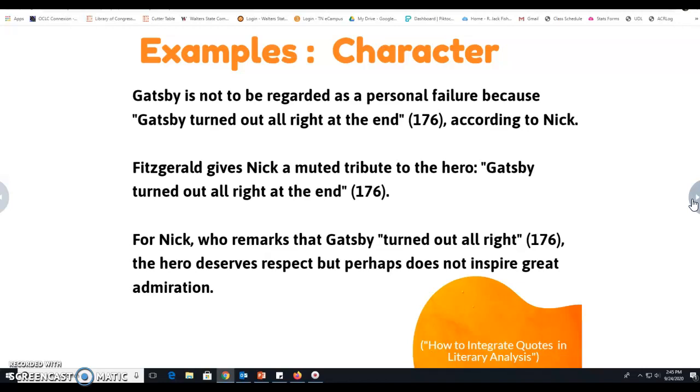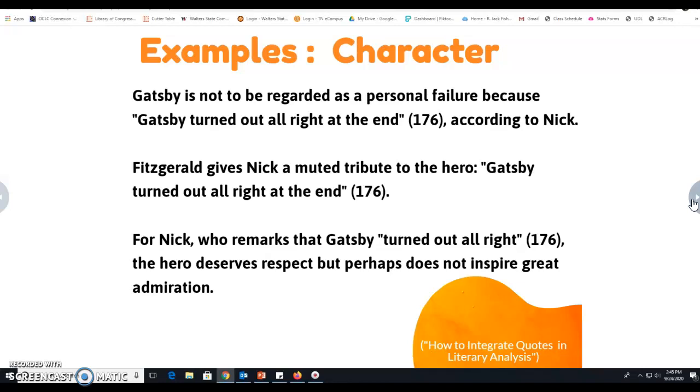The first one: Gatsby is not to be regarded as a personal failure because, quote, "Gatsby turned out all right in the end," 176, according to Nick. So a character in the story has said this about Gatsby's character. And the others show the use of the colon in the second example.